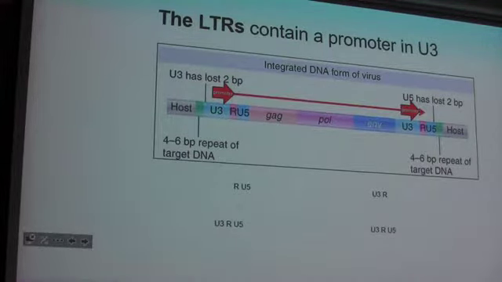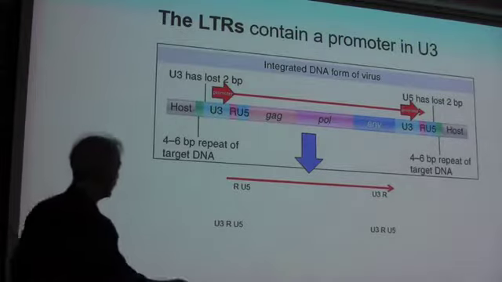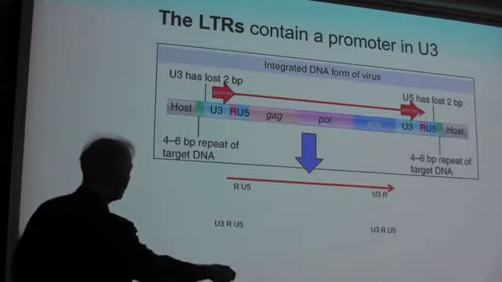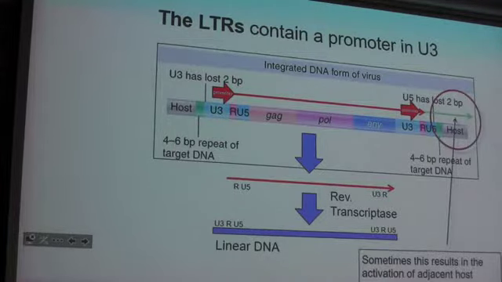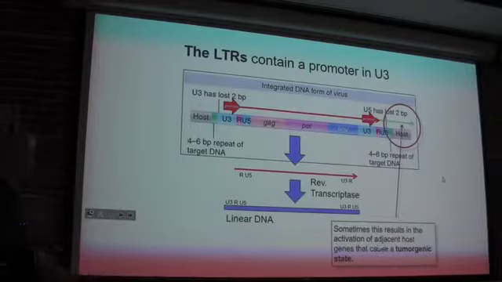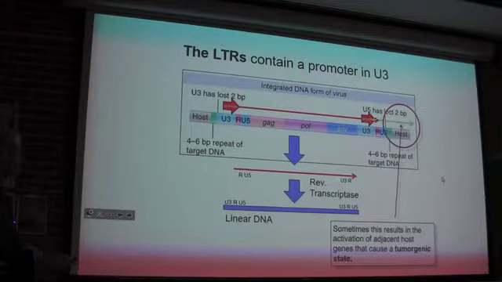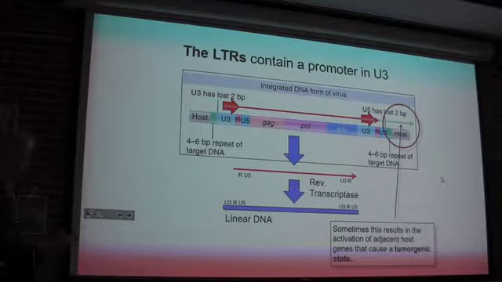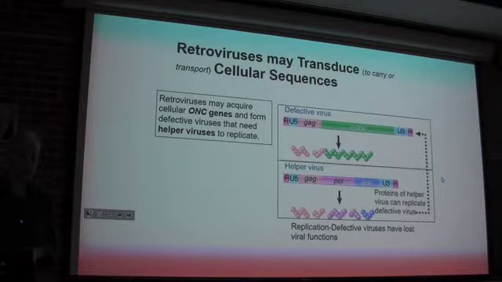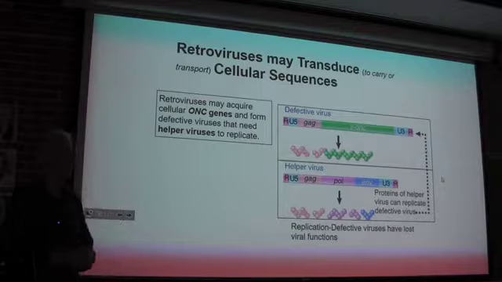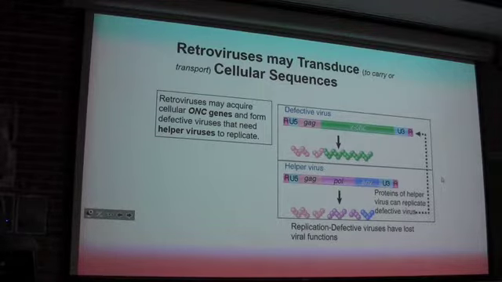So let's see what happens. So you get this long transcript, and then you get the different kinds of processing, and you see the transcript itself has U3 internal, U5 internal, but each end is missing. Reverse transcriptase, and you generate the full long terminal repeat. Sometimes this results in activation of host genes that cause the tumorigenic state when it starts over here. But in terms of its own replication, it doesn't need to start over here at all, it just needs to start at the left U3. Retrovirus may transduce, which means trans again, to carry, to move. It may transduce cellular sequences.